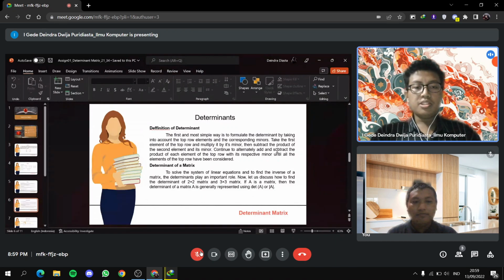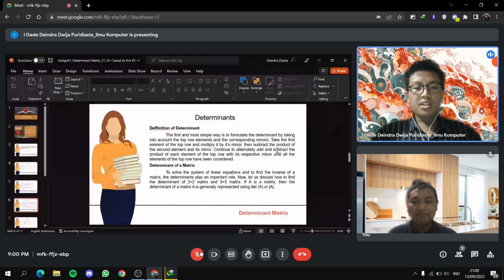The first is the definition of determinant. The first and most simple way is to formulate the determinant by taking into account the top row elements and the corresponding minor. Take the first element of the top row and multiply it by its minor. Then subtract the product of the second element and its minor. Continue to alternate, subtracting the product of each element of the top row with its respective minor until all the elements of the top row have been considered.